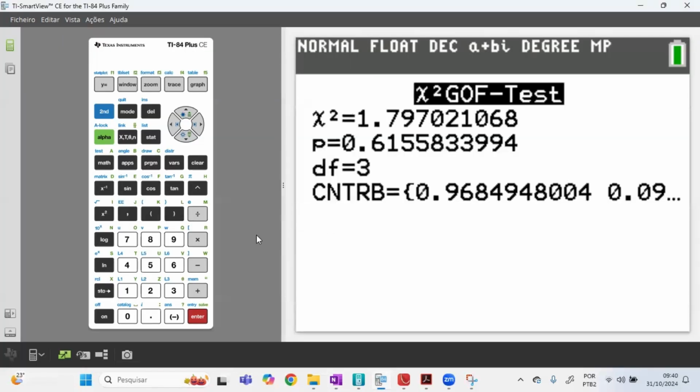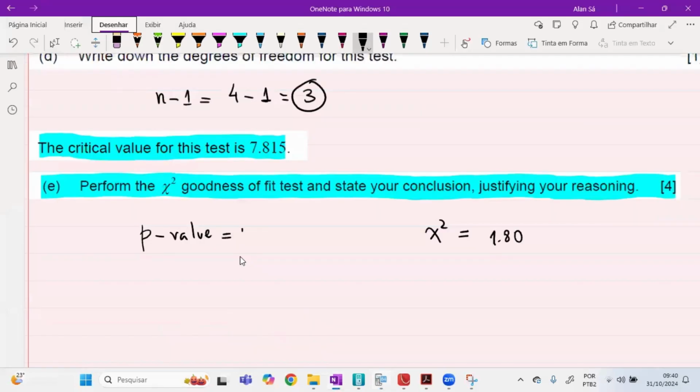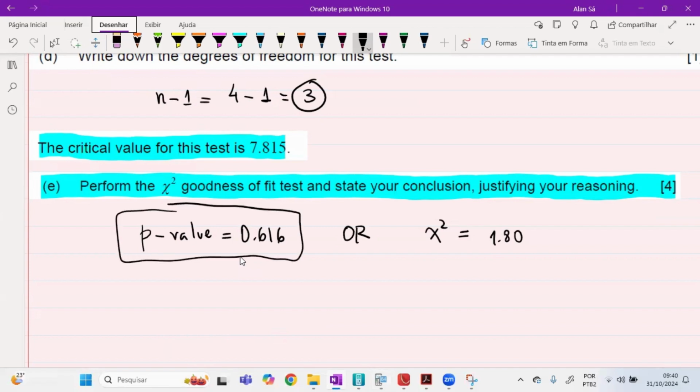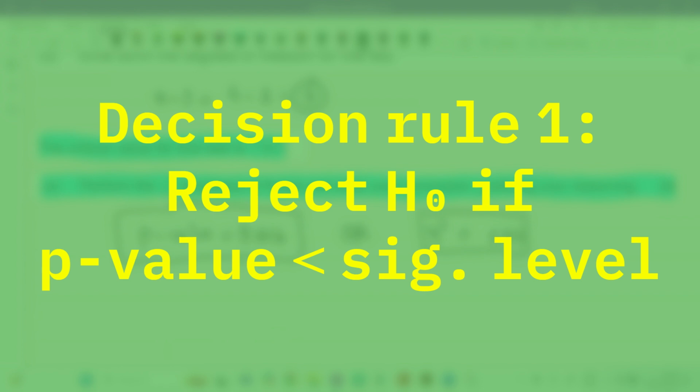The p-value is 0.616. We can use either the p-value or the chi-squared statistic. The decision rules are different in each case. So we reject H0 if the p-value is smaller than the significance level.